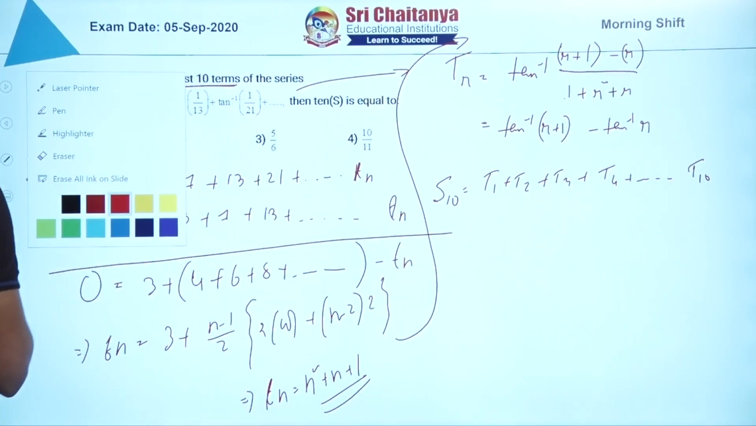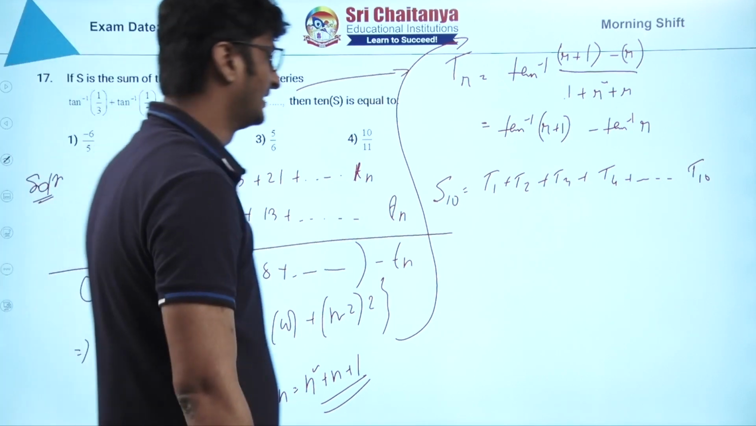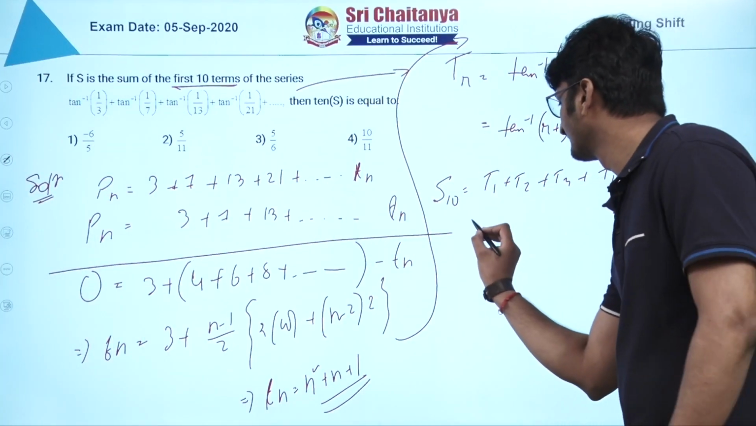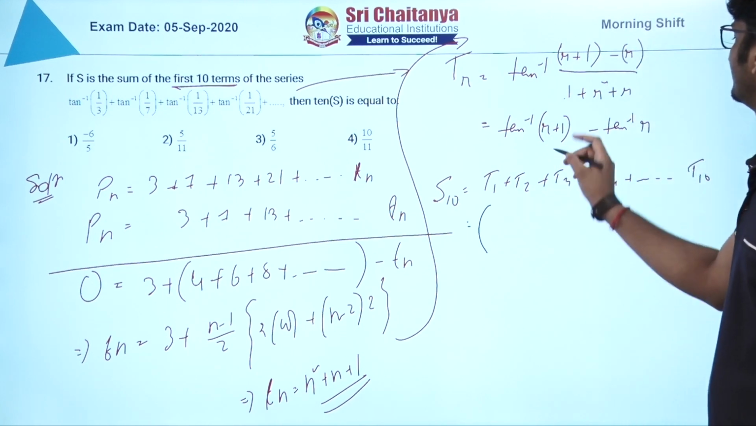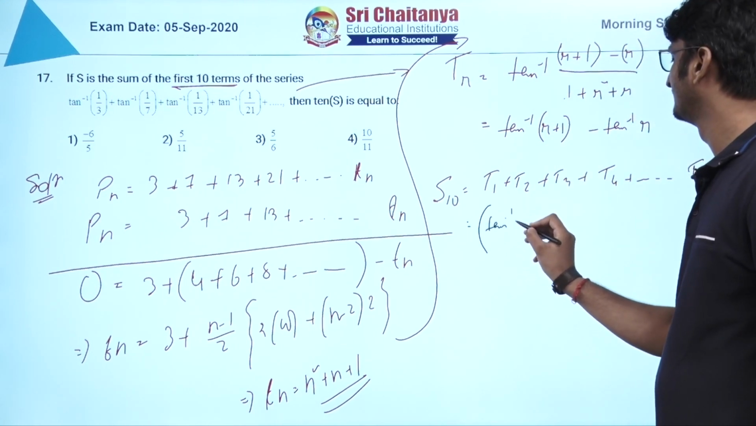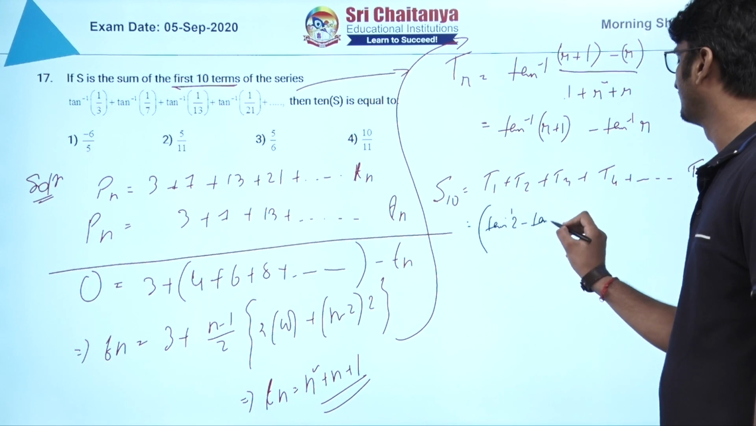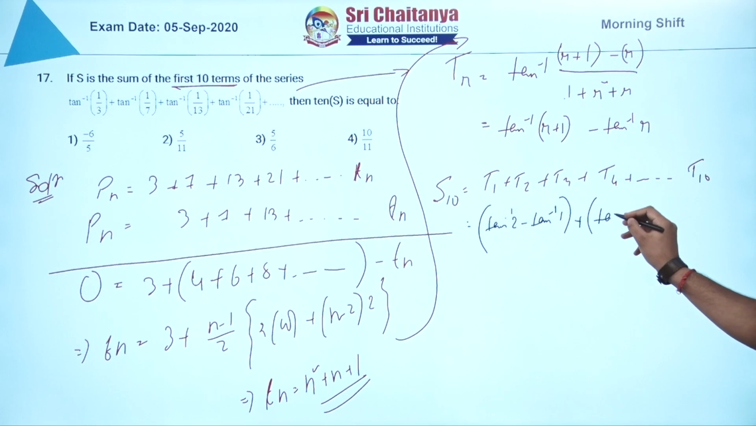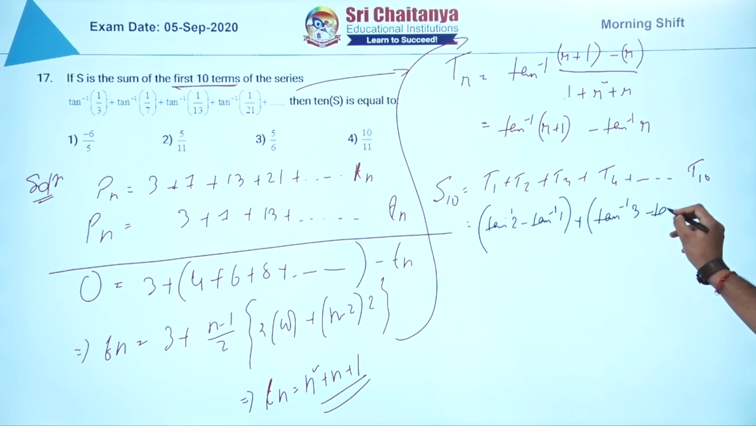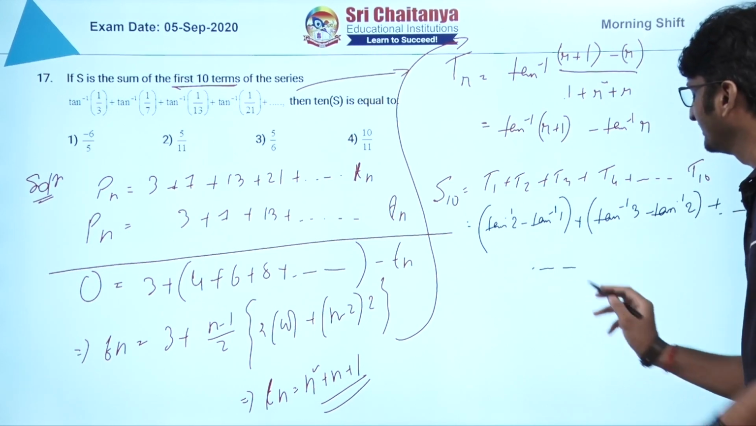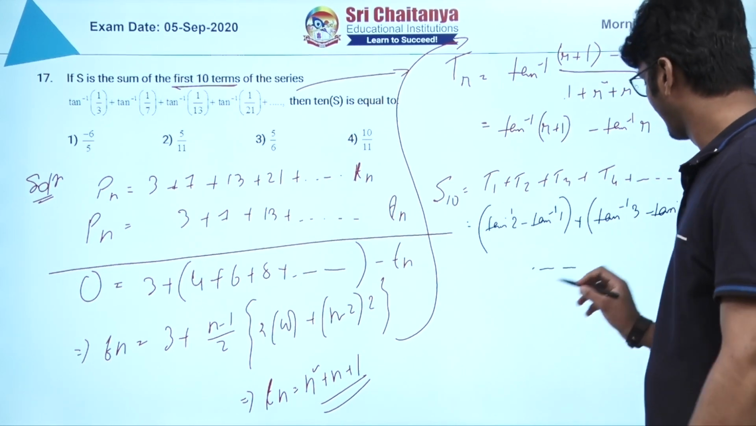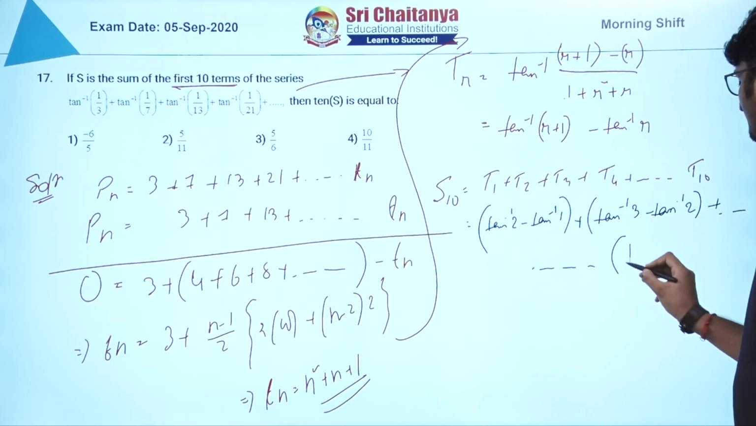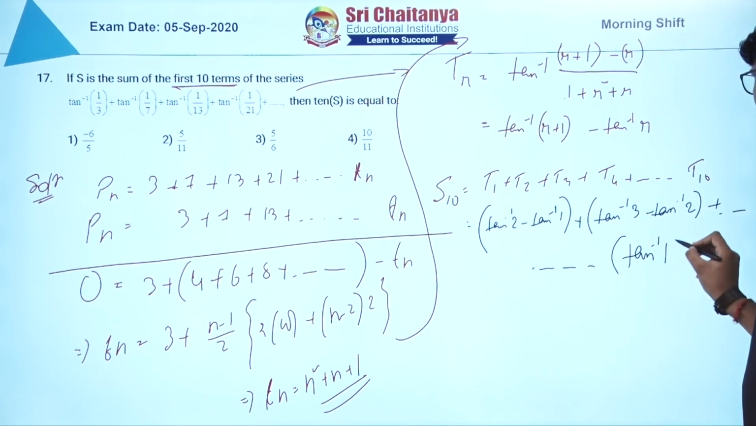Let me change the color of the pen, yeah. So what you are getting, T1 is nothing but tan inverse 2 minus tan inverse 1. Similarly, what will be our T2? Tan inverse 3 minus tan inverse 2. I think you have observed the pattern. In the corresponding brackets, terms start cancelling each other. The last term will be what? Tan inverse 11 minus tan inverse 10.